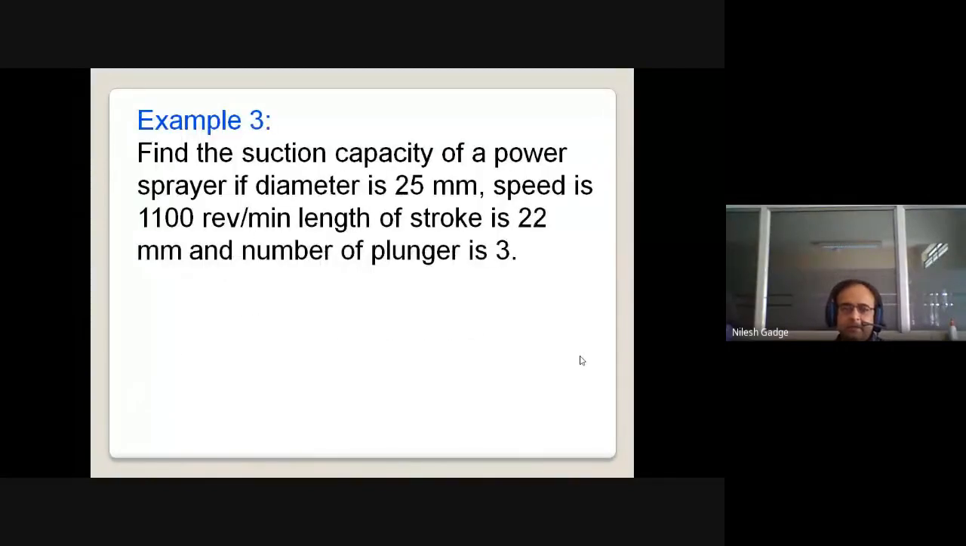Write this third problem quickly. This is the last problem. And if the fifth old batch students have joined, join Deshmukh sir's meeting quickly. Write this problem quickly: Find the suction capacity of a power sprayer if the diameter of the plunger is 25 millimeter, speed is 1100 RPM, length of the stroke is 22 millimeter, and number of plunger is 3.